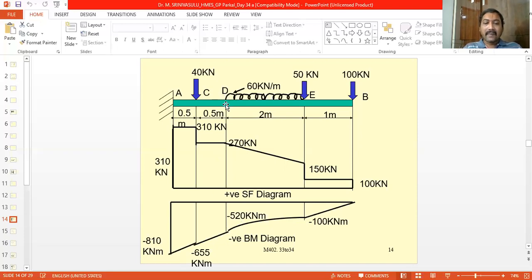Next, the bending moment between C and D. Here also there is no UDL, so we have to join only with an inclined line. Then between A and C also with an inclined line. So this is the inclined line, this is a parabolic curve, and this is an inclined line, again this is an inclined line, but the slopes are different depending on the magnitude, and this is the shape of the bending moment diagram for the given cantilever.